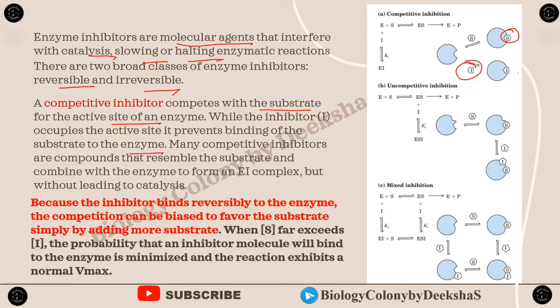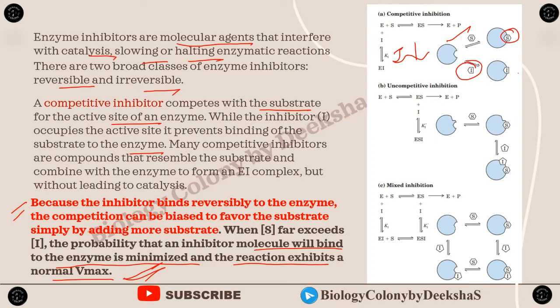So because the inhibitor binds reversibly to the enzyme, the competition can be biased to favor the substrate simply by adding more substrate. जैसे ही हम ज़्यादा substrate डालेंगे तो inhibitor का number क्या हो जाएगा, कम हो जाएगा. So substrate can bind to more number of enzymes. Thus the reaction may proceed or the catalysis can occur. When substrate concentration far exceeds inhibitor concentration, the probability that an inhibitor molecule will bind to the enzyme is minimized and the reaction will exhibit a normal Vmax.